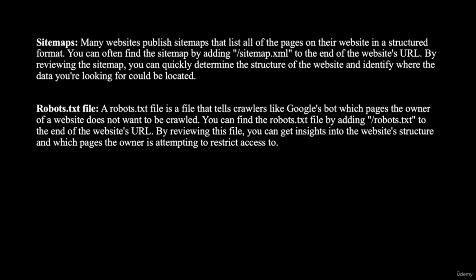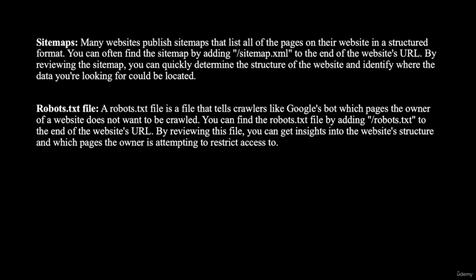So after that, we can look at the last 2 data finding techniques, which are sitemaps and robots.txt file. The sitemaps are essentially a list of all the pages on a website in a structured format. You can often find the sitemap by appending sitemap.xml to the end of the website's URL. By reviewing the sitemap, you can quickly determine the structure of the website and identify where the data you're looking for is located.